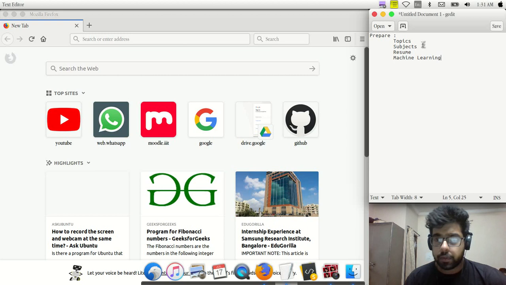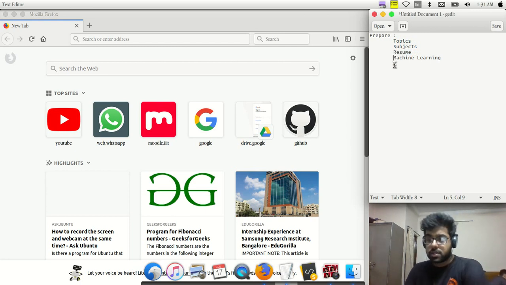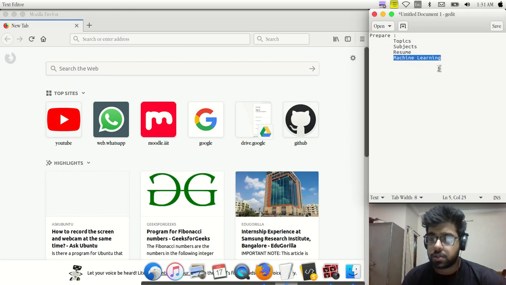I will be focusing on the following four topics. Number one is what are the topics that you should cover. What are the subjects that you should really prepare well. How should you build a resume. And because there's a lot of hype about machine learning in IIIT, we'll discuss what aspects of machine learning you need to cover, if at all, and if you do need to cover, then how should we approach that segment also. It's a specific note.